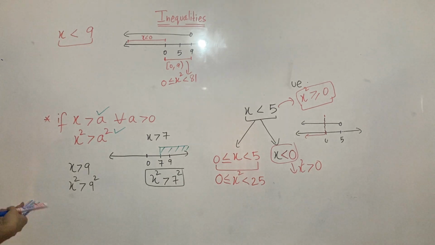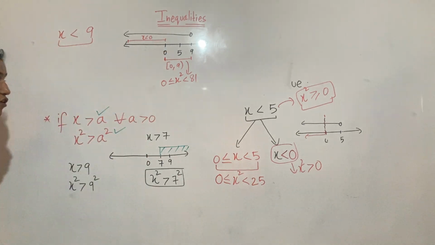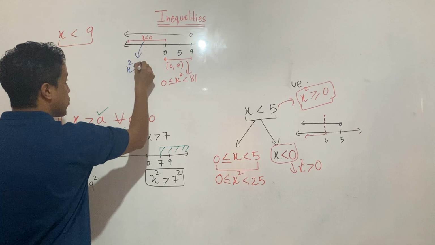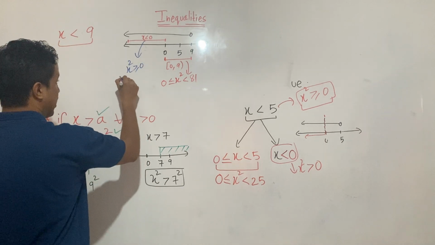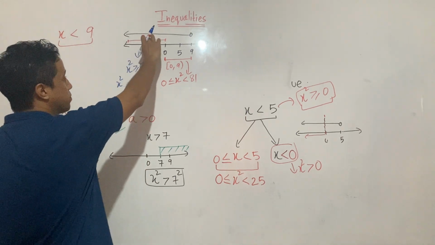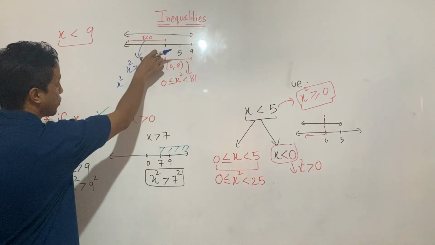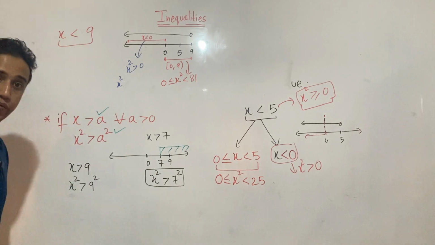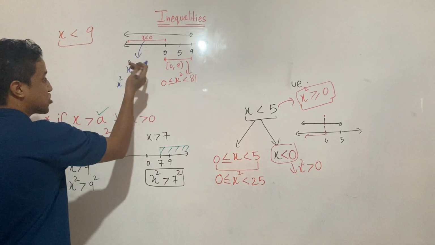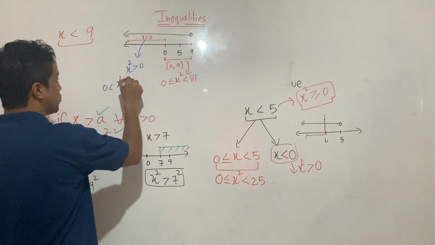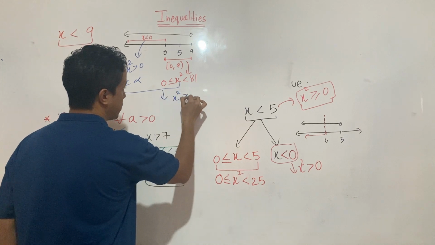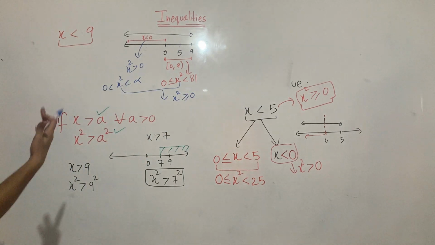Now if you look at the left side of 0, x less than 0, here x square is going to be greater than 0, not equal to 0. Why? Because x is less than 0. So here x square will take any value between 0 and infinity, right? If you combine both the results, we can say that x square is going to be greater than or equal to 0. This is very obvious.